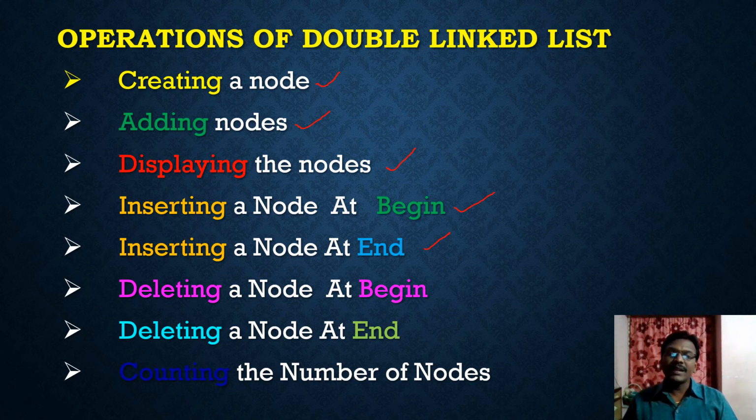In the same way, delete node at begin is used to delete the first node of the existing doubly linked list, and delete node at end is used to delete the end node. Count nodes is a function used for counting the number of nodes in the existing doubly linked list. These are the main general operations of a doubly linked list.